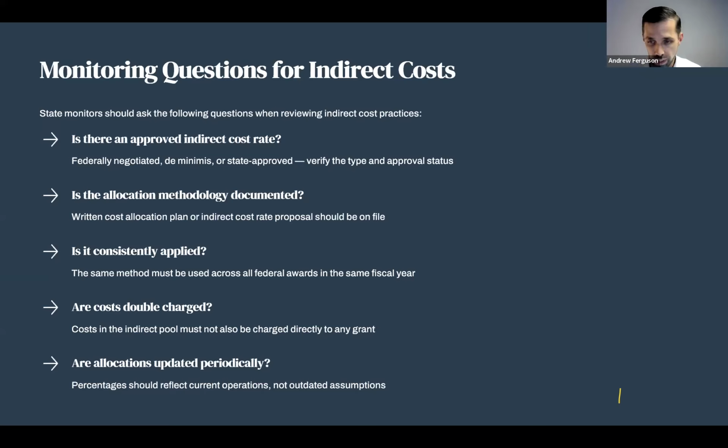Not scribbled on a piece of paper when you come walking in the door, or something that the CFO or the finance officer just has in their head, like, yeah, this is how I've always done it. No, can you produce a piece of paper or a document that hopefully is actively updated? Is it documented? Is it consistent?